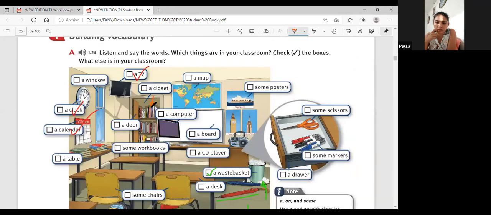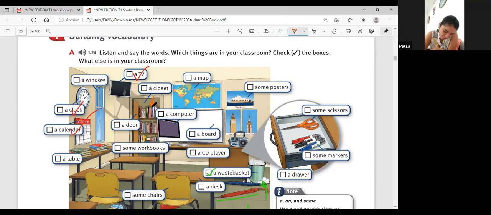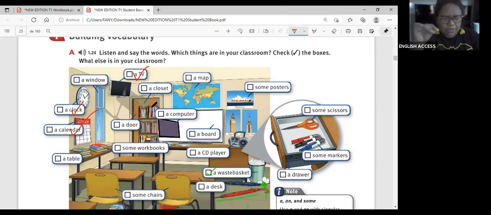A computer? No. The closet. Think about the closet. You open the door to go in the closet. Okay? Yes? A book. Some books. That's it. Some books. Just the books. Just the books are in the closet. Just that. Okay, solamente eso está en el closet.